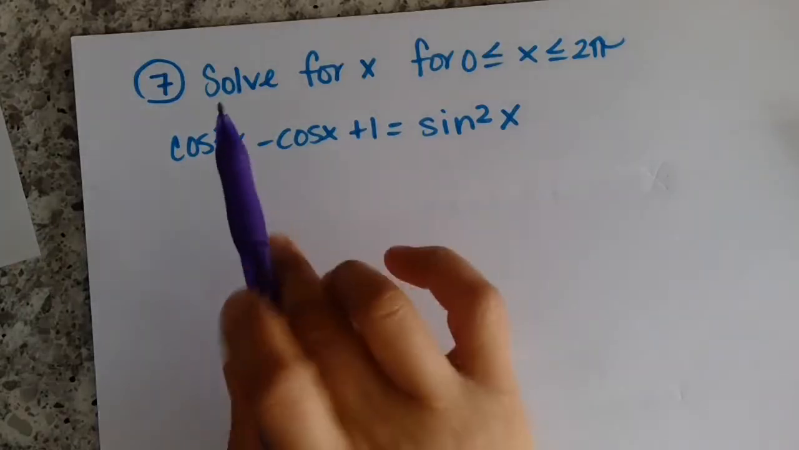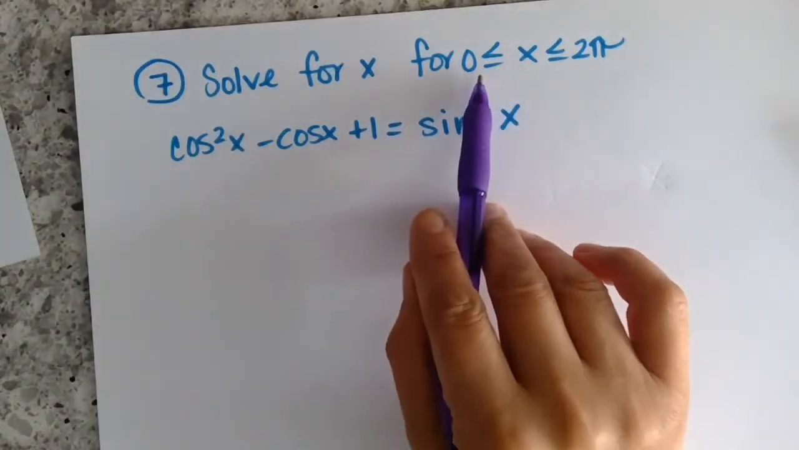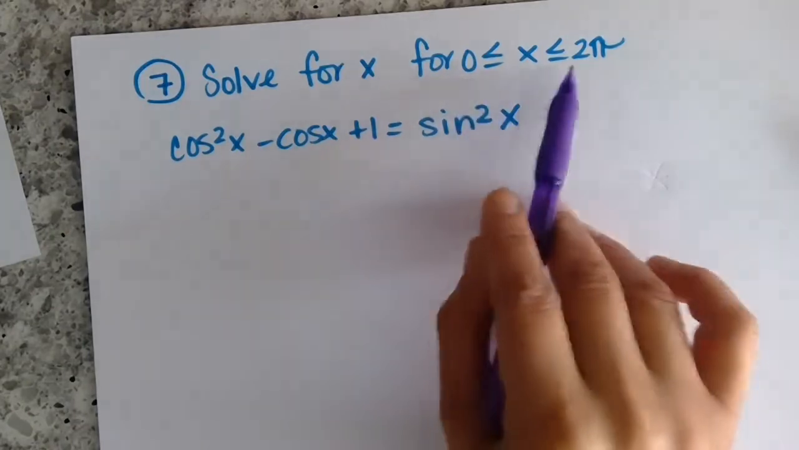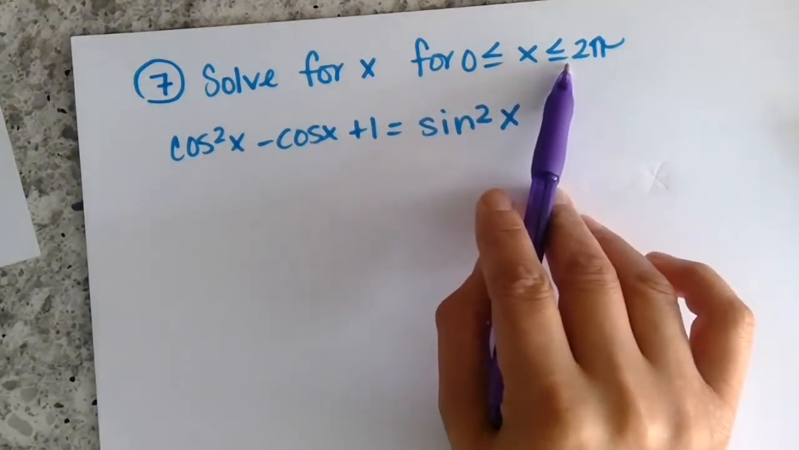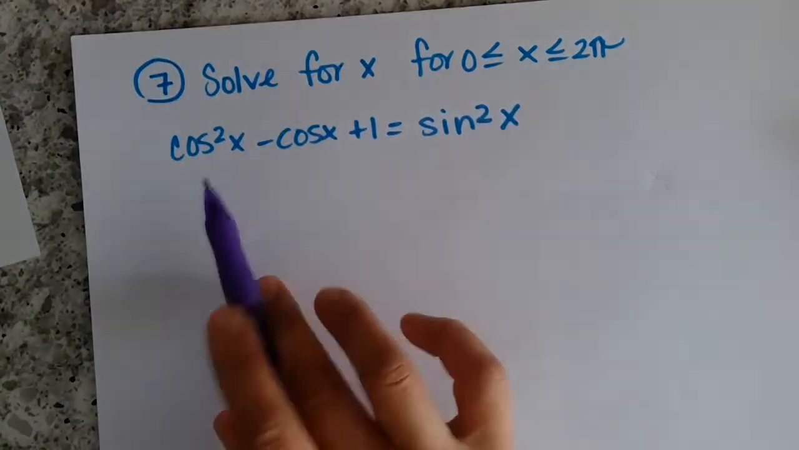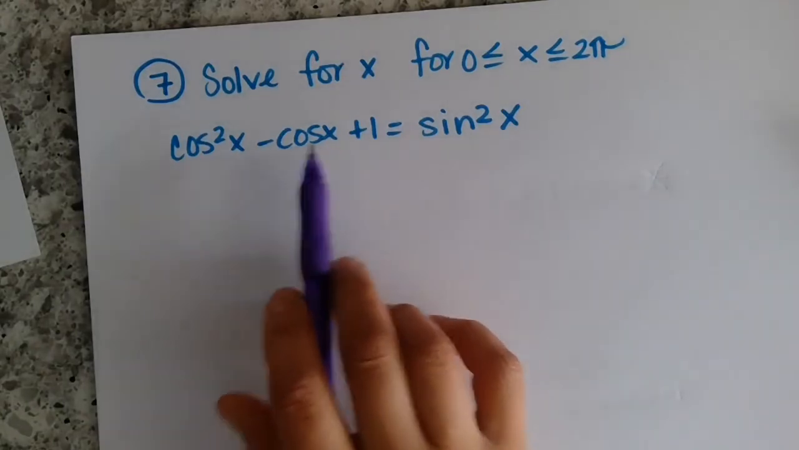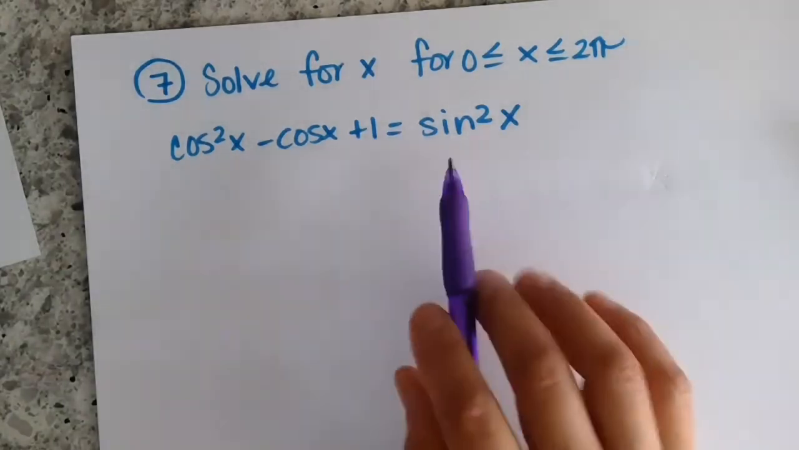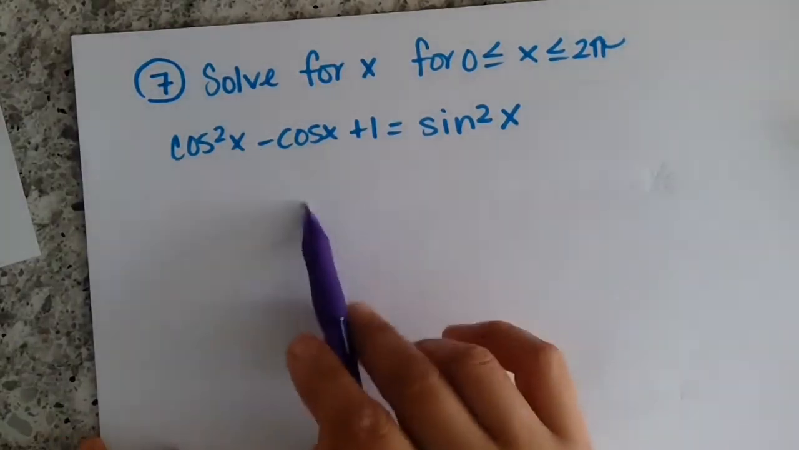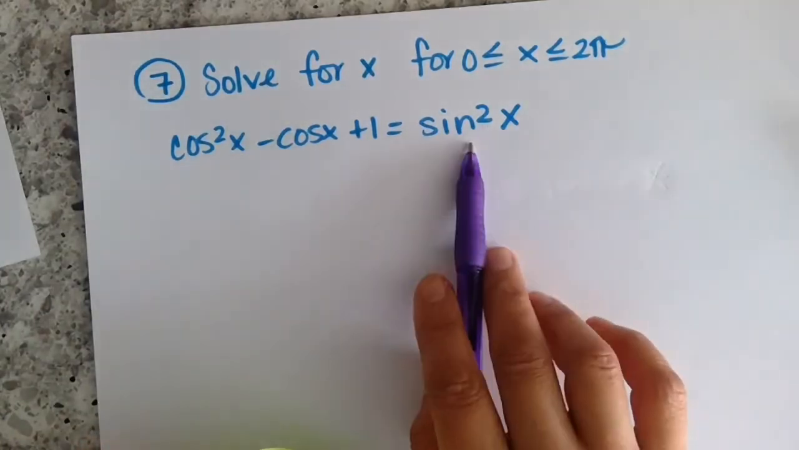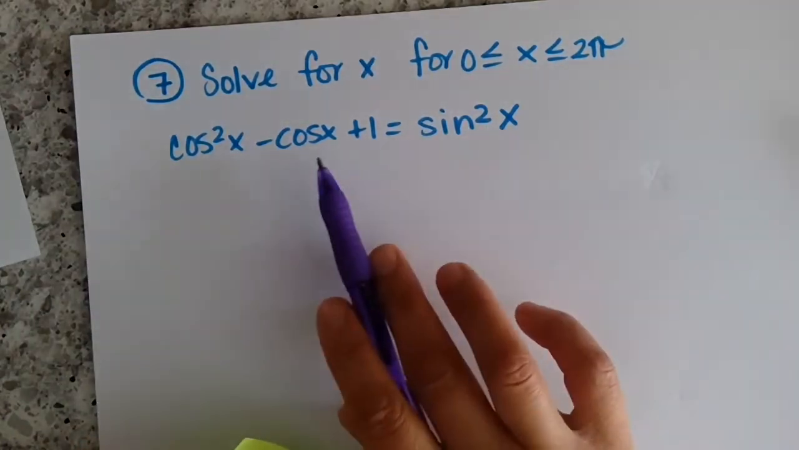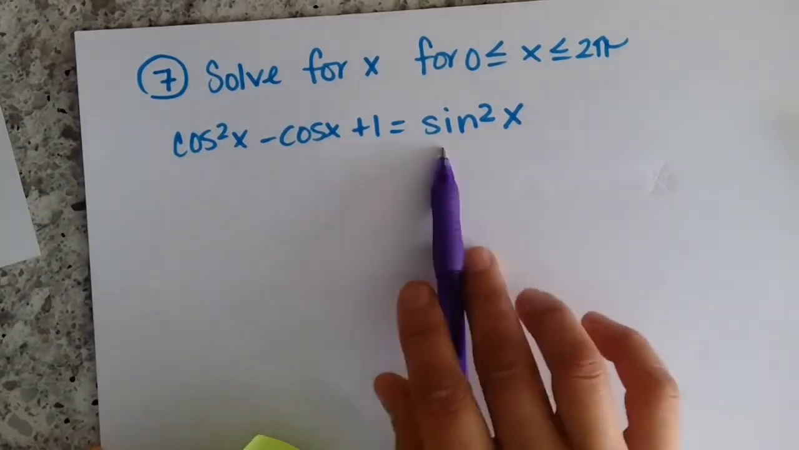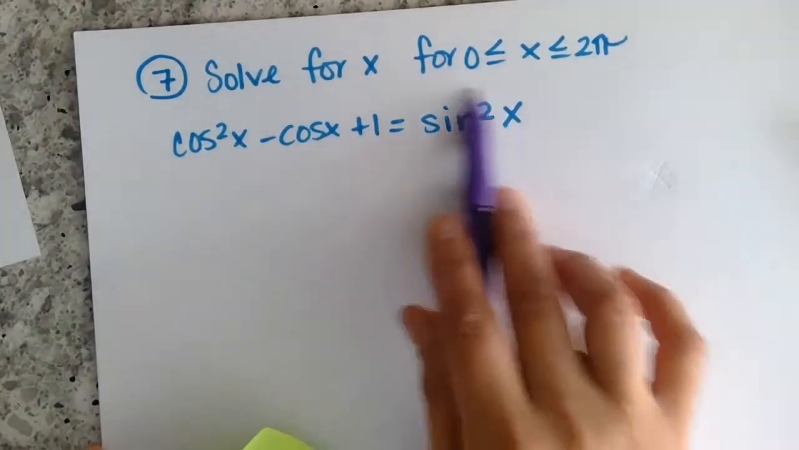All right, so problem 7. Solve for x where x is between 0 and 2π. That means they want your answers in radians. Your problem is cosine squared x minus cosine of x plus 1 equals sine squared of x. This side looks good, where I could factor it, but then I wouldn't know what to do with this one. And you can't set it equal to 0 or factor if 0 isn't on this side.